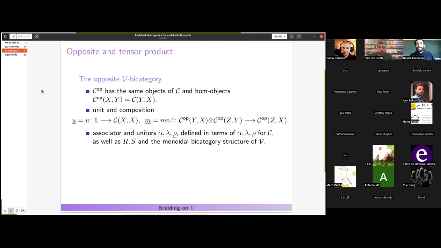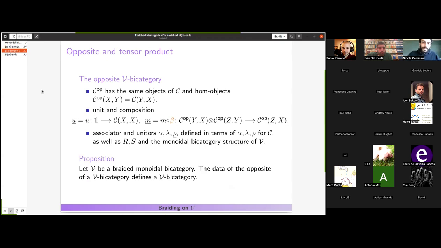Then the associator and unitors are defined in terms of the associator and unitors for C, as well as the braided structure. So R and S and the parts of the monoidal structure, pi and mu, and the things from the monoidal structure of V, which we can assume to be strict at some point, but R and S remain. So we have a proposition that says that the identity coherence and the associativity coherence hold true for C op, so that C op with this data eventually defines a V-bicategory itself.